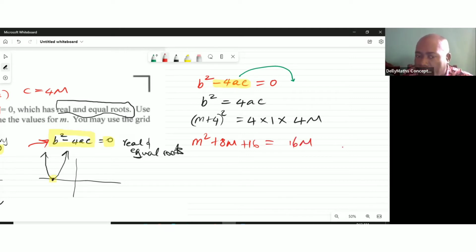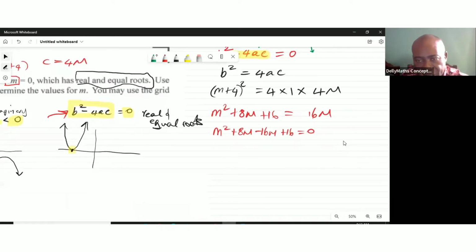Now we're solving for m, so we want to gather everything on one side and let it equal 0, because we have a quadratic. So we'll have m squared plus 8m minus 16m plus 16, equal to 0. Then let us simplify: m squared minus 8m plus 16 is equal to 0.